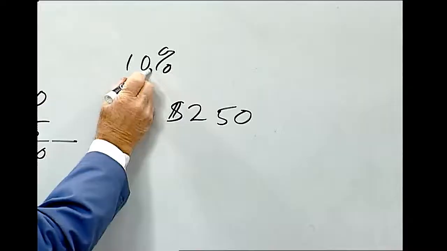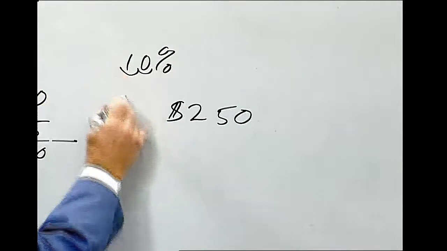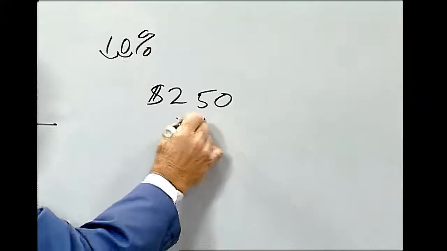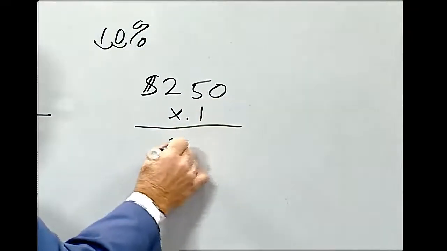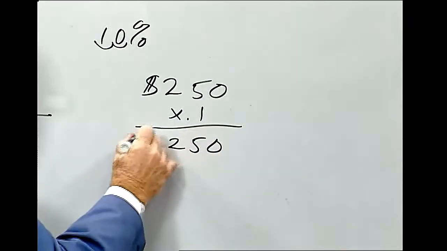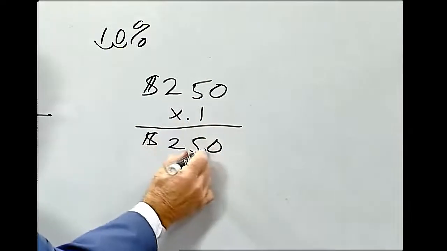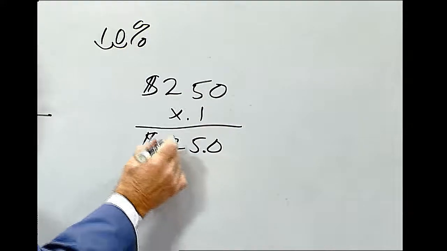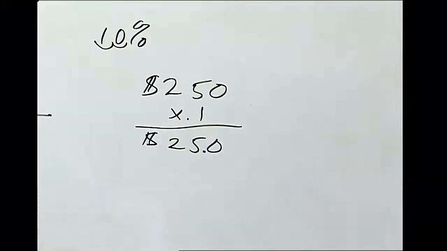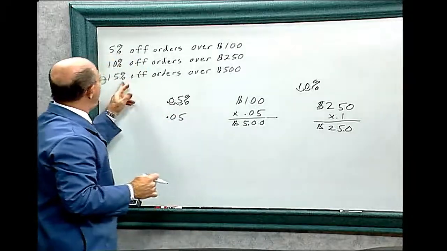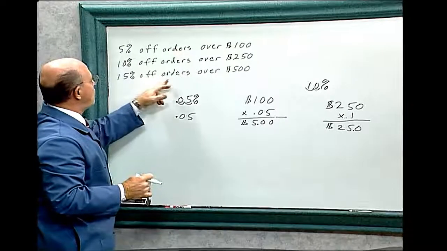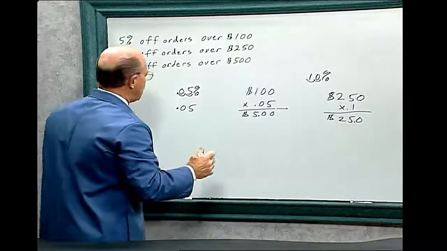And again, move the decimal point over 2 places. So times 0.1 is the same number. Move the decimal point over 1 place, and you would save $25. And then we have 15% off orders over $500.